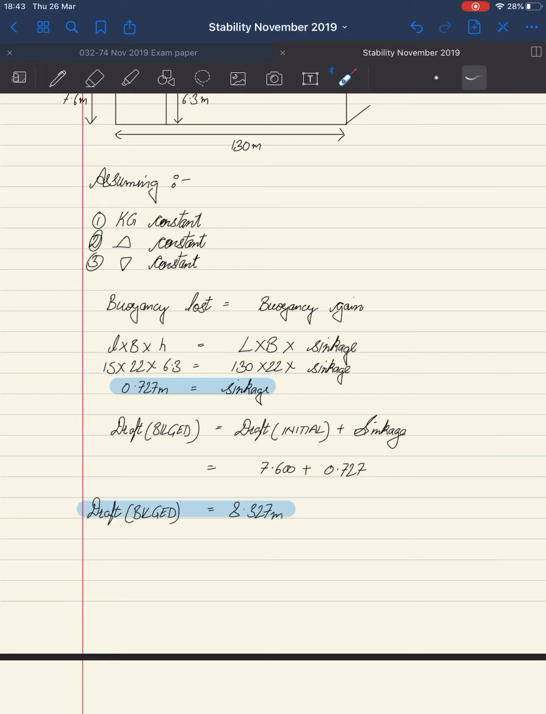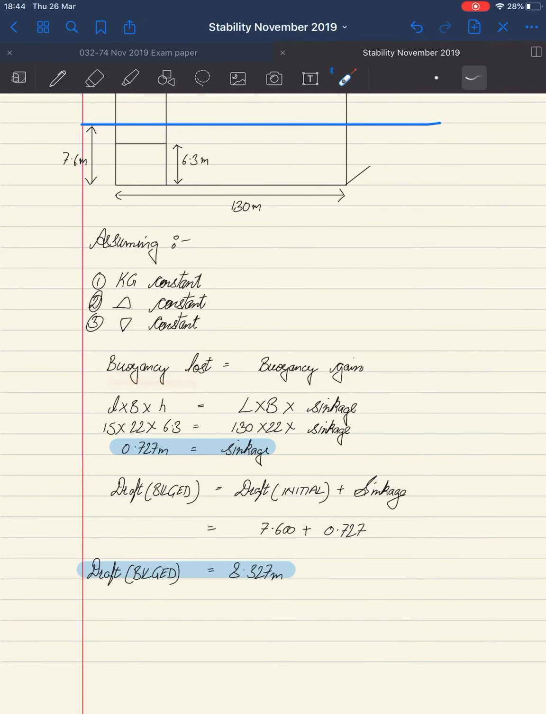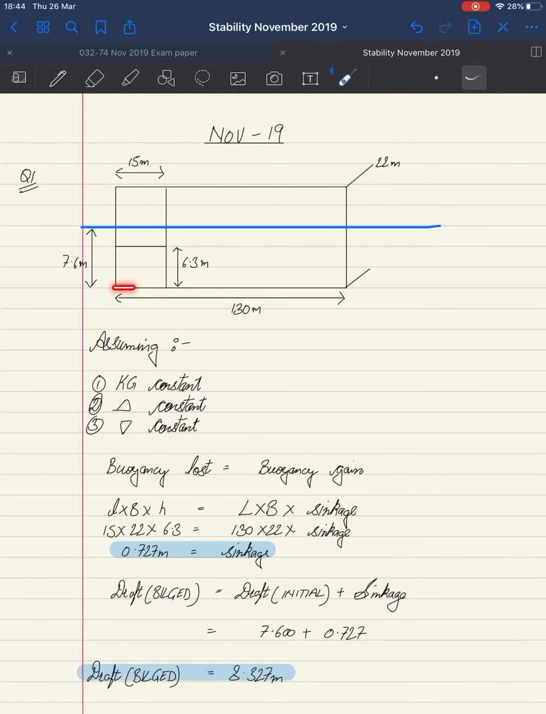While solving this question, we will assume KG constant, displacement constant, underwater volume constant. We use the formula buoyancy lost equals buoyancy gain. So buoyancy lost is equal to length of the compartment bilged multiplied by breadth of the compartment bilged multiplied by height of the compartment bilged. Looking at the diagram, this is the length of the compartment. As this extends up to full breadth, this is the breadth of the compartment, and this is the height of the compartment.